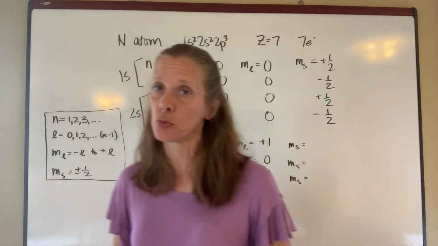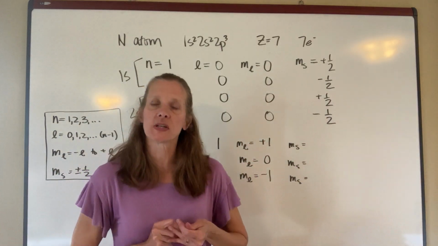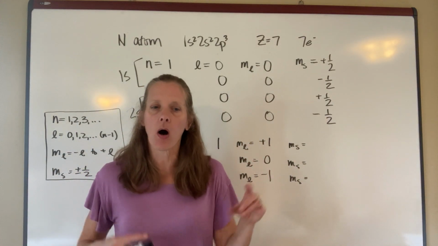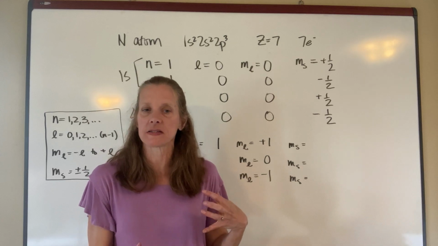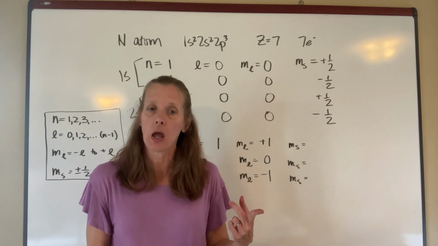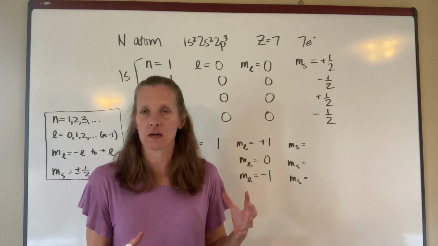Well, this is where Hund's rule comes in. Hund's rule says that for a given value of L, all the values of M sub L have to have 1 electron before any of them gets a second electron.